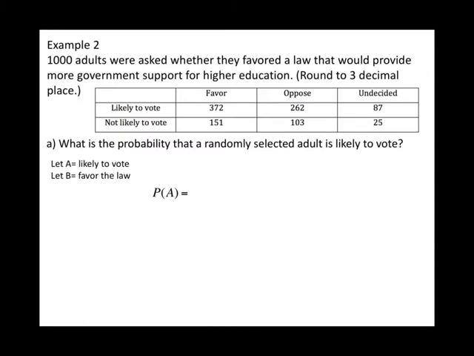Then we apply the basic probability from section 4.1. Likely to vote is this part here, these three numbers, over the total outcome. How many people are there? We have 1,000, right? So I add up these three numbers, the people likely to vote, over the total outcome, which is 1,000 people. So you should get 0.721 here.